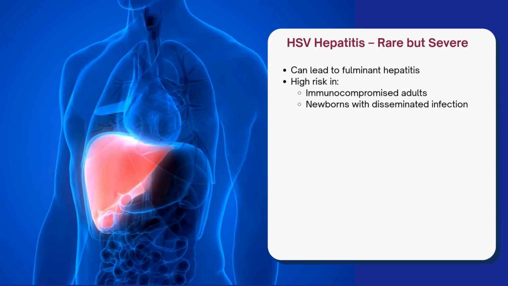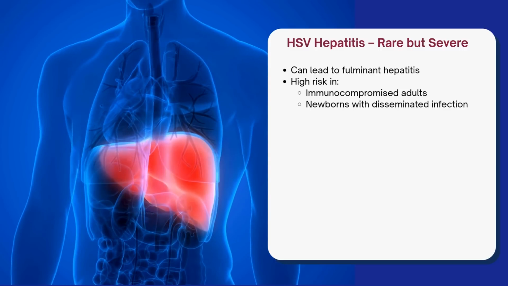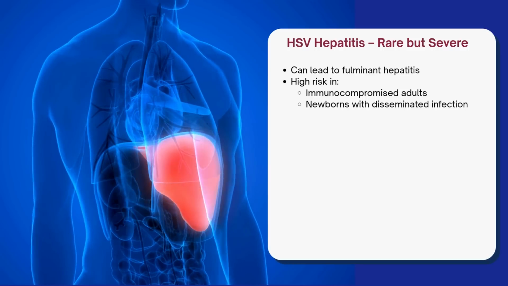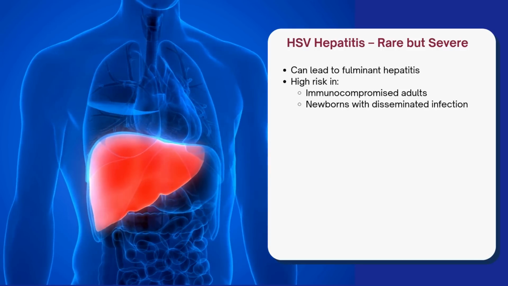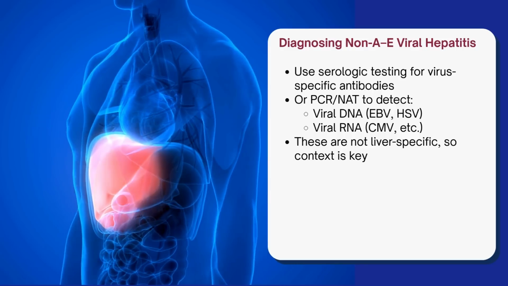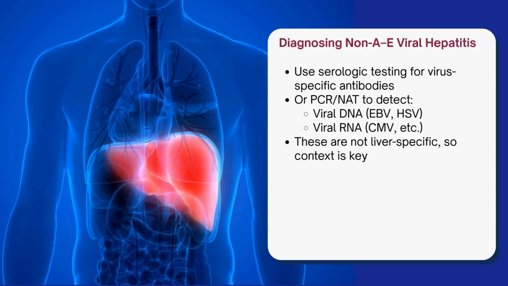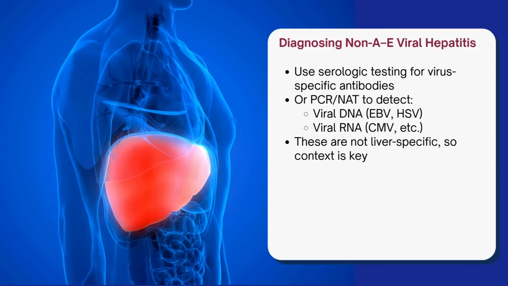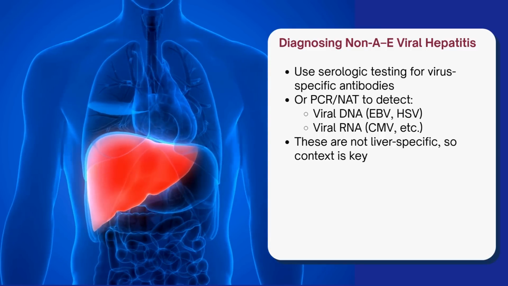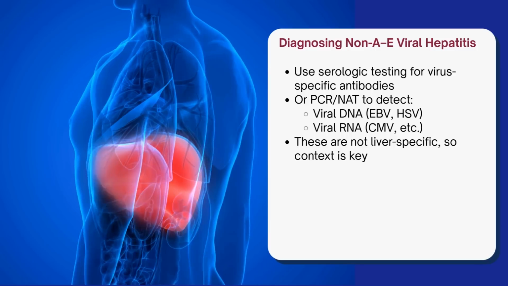And herpes simplex virus, HSV, while rare, can cause severe hepatitis, especially in adults with compromised immune systems and in newborns with disseminated infection. How do we diagnose these? Typically, using serologic tests for virus-specific antibodies. Or nucleic acid testing, PCR, to find viral DNA or RNA in the blood. But remember, these aren't liver-specific tests.